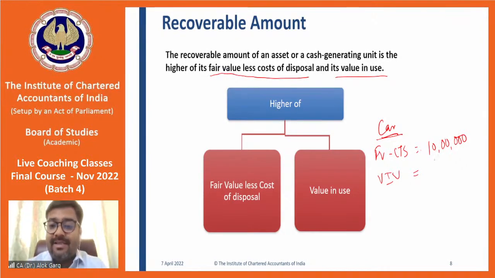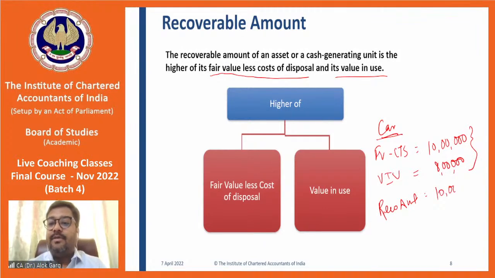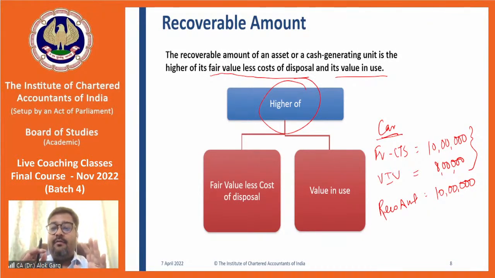So for example, the value in use is 8 lakh rupees. So what is my recoverable amount? My recoverable amount is the higher of these two numbers, which is 10 lakh rupees. Clear? So this is the higher of what we will receive by selling that asset in the market, which is the fair value less cost of disposal, and second, what we will receive by using the asset till the lifetime of the asset. This is known as value in use.